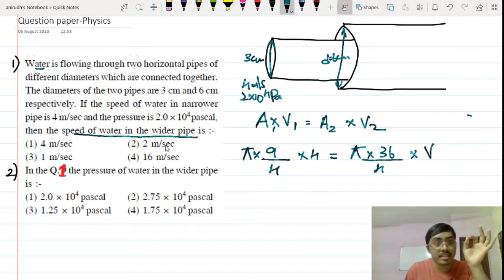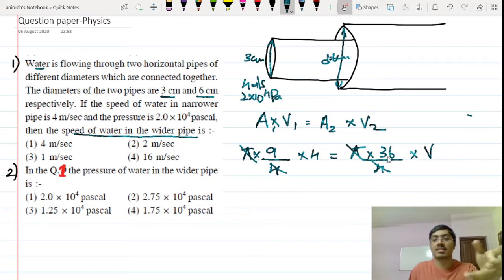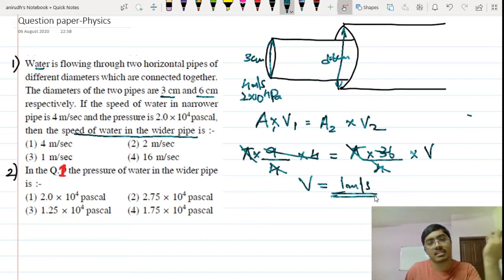The point to remember here is I am not going to convert 3 centimeter and 6 centimeter into meters. If I start converting that, I will have a conversion factor over here. I will have the same conversion factor over here. It will get cancelled off. Okay, that conversion factor will also get cancelled off. I don't have to go for so much of worrying about conversion of units. It's a direct equation. See, so V is equal to, this is cancelled off, 1 meter per second. That is the answer. So for question number 1, my answer will be option 3.